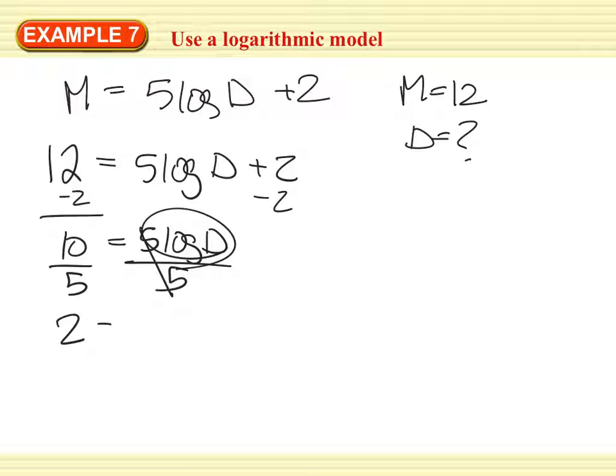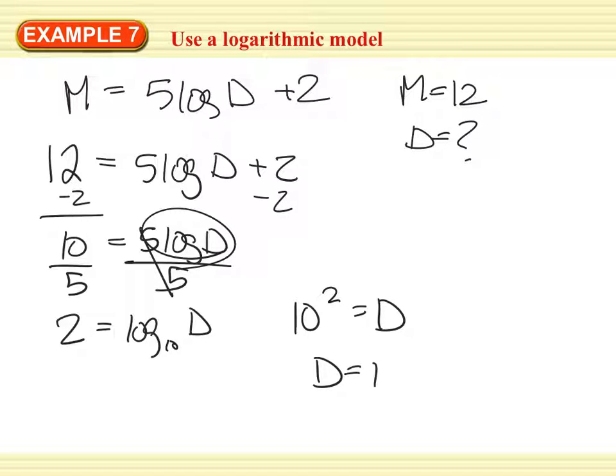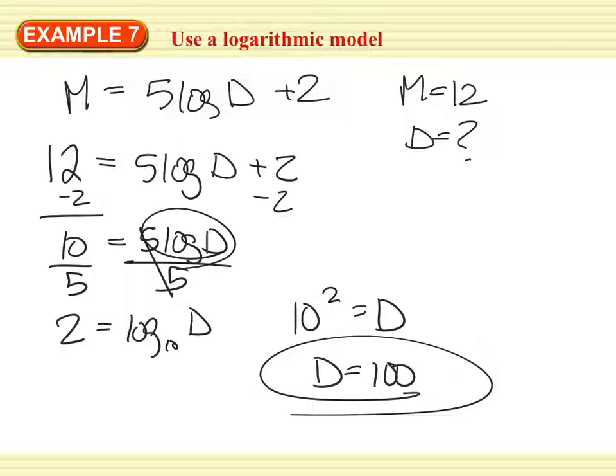So 2 equals log base 10 of d. So 10 squared equals d. d equals exactly 100. So the diameter is 100 millimeters.